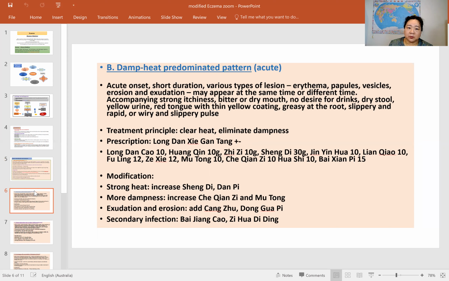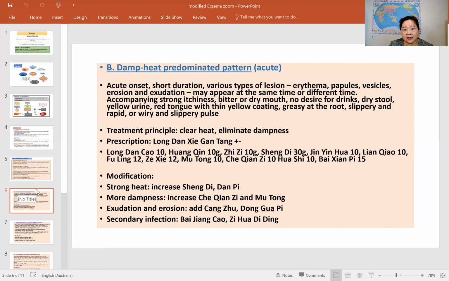The treatment principle is clear heat, eliminate dampness. We choose 龙胆泻肝汤 to modify. Some student before asked me why 龙胆泻肝汤 is to clear the liver heat, but here we use it to eliminate the damp heat. And remember, we modify this formula for the skin conditions. So the modifications are here.